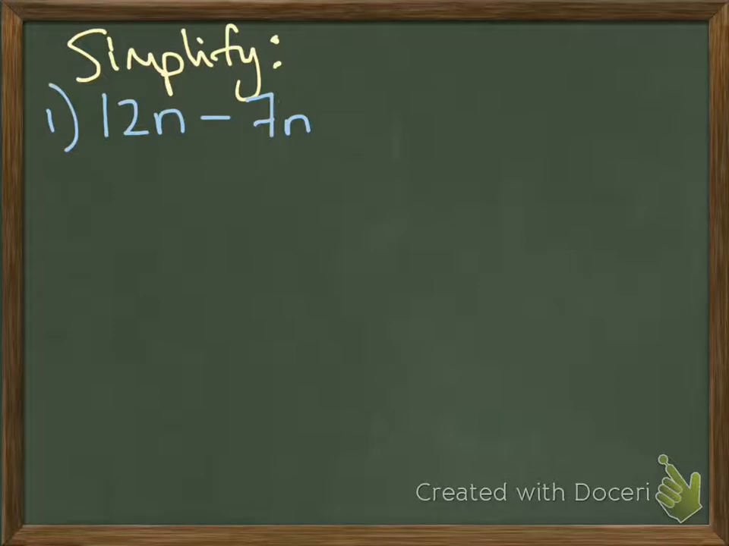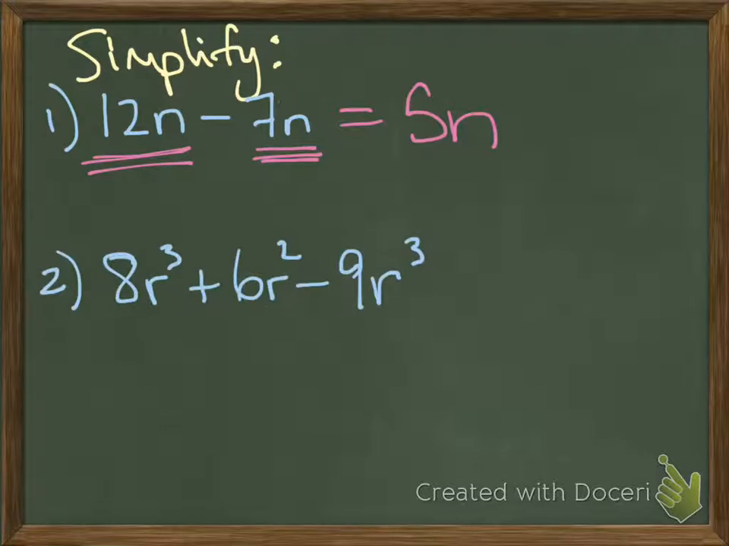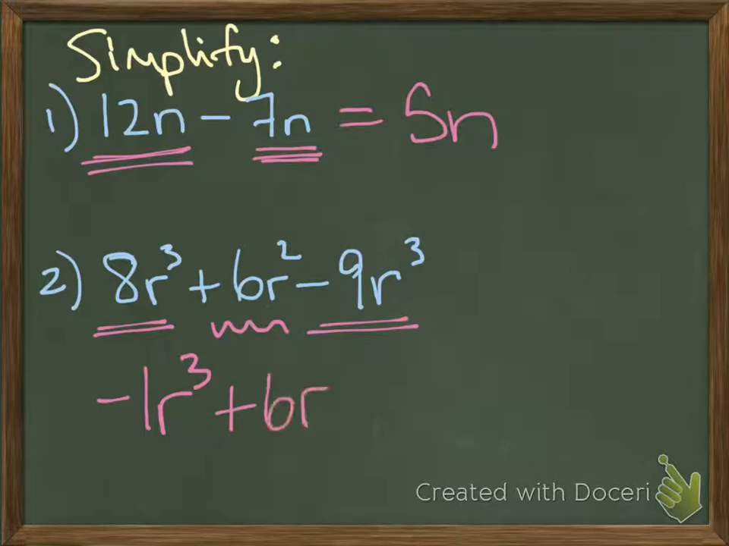So in this first example, 12n minus 7n, there are no grouping symbols, there's no parentheses, so we're simply going to combine like terms. They both have an n. Neither of the n's are raised to any power, so 12n minus 7n will give us 5n. This next example, 8r cubed plus 6r squared minus 9r cubed, our like terms are 8r to the third and a plus a negative 9r to the third. Well, 8 plus a negative 9 gives us negative 1r to the third.